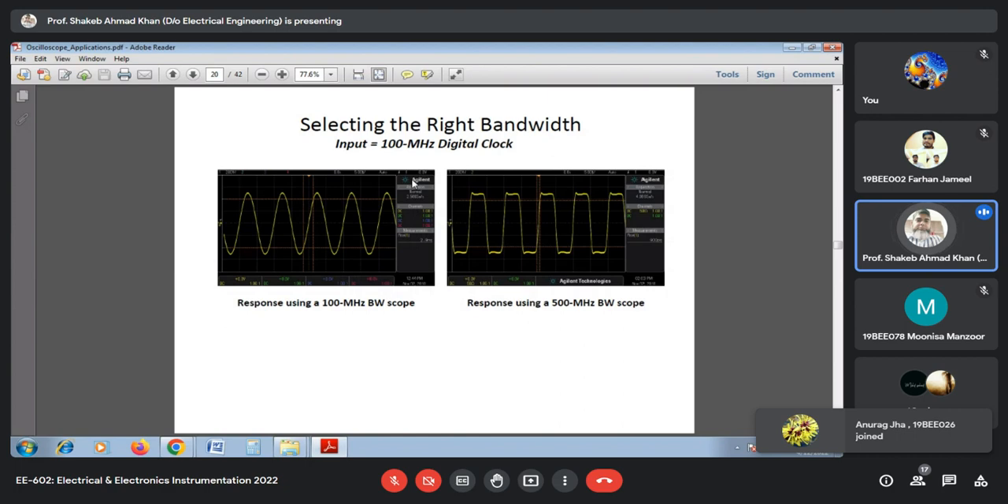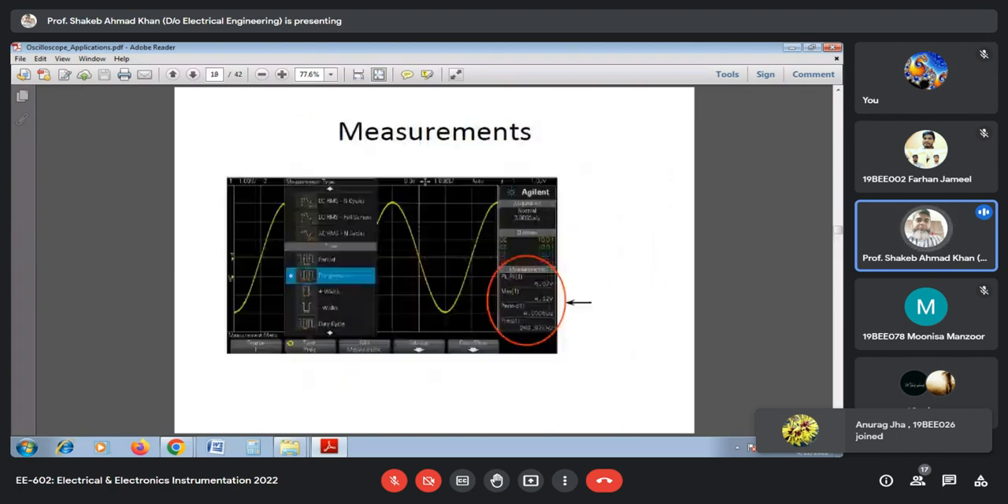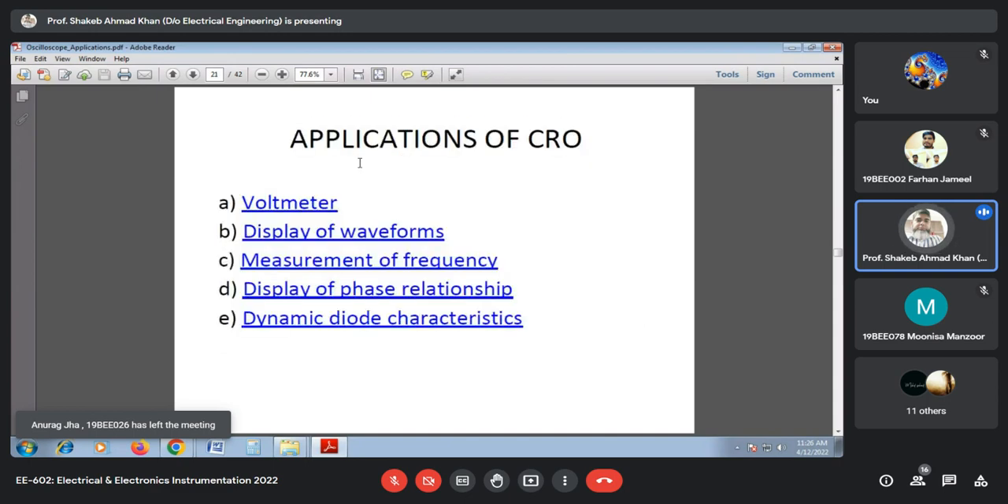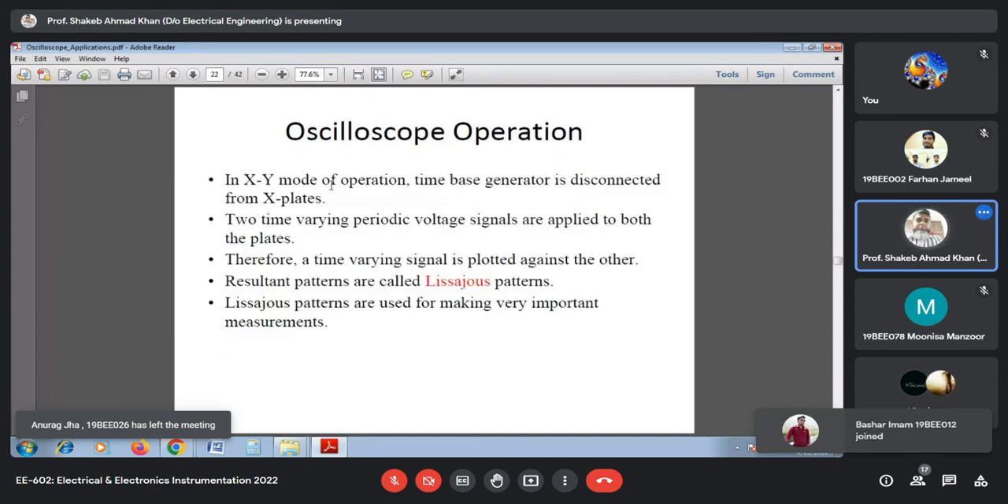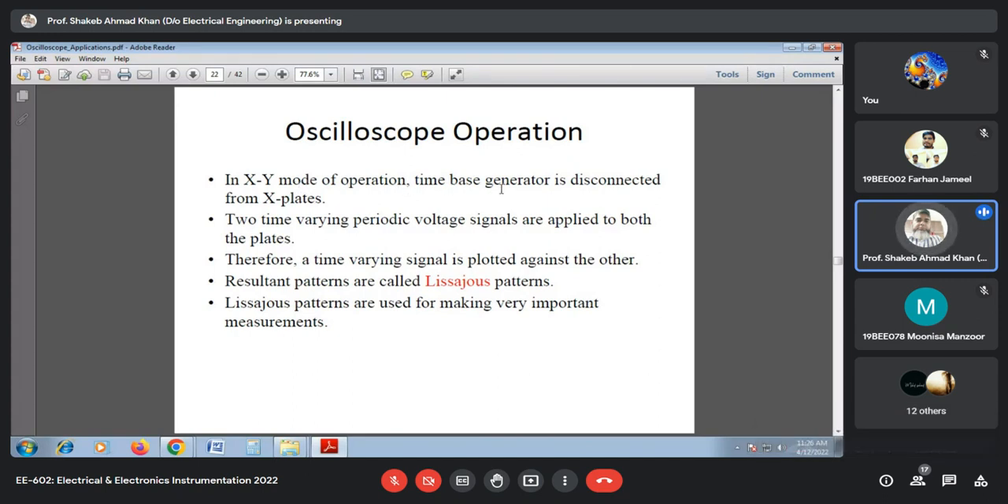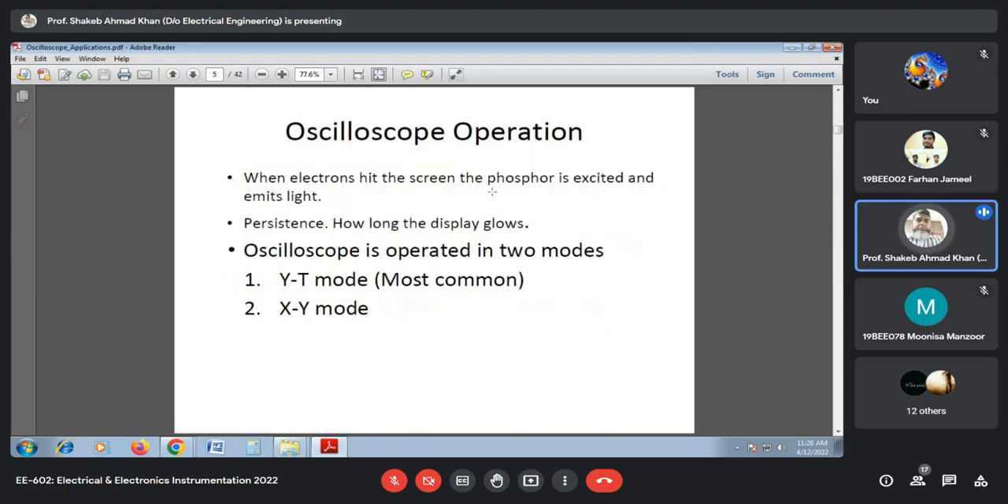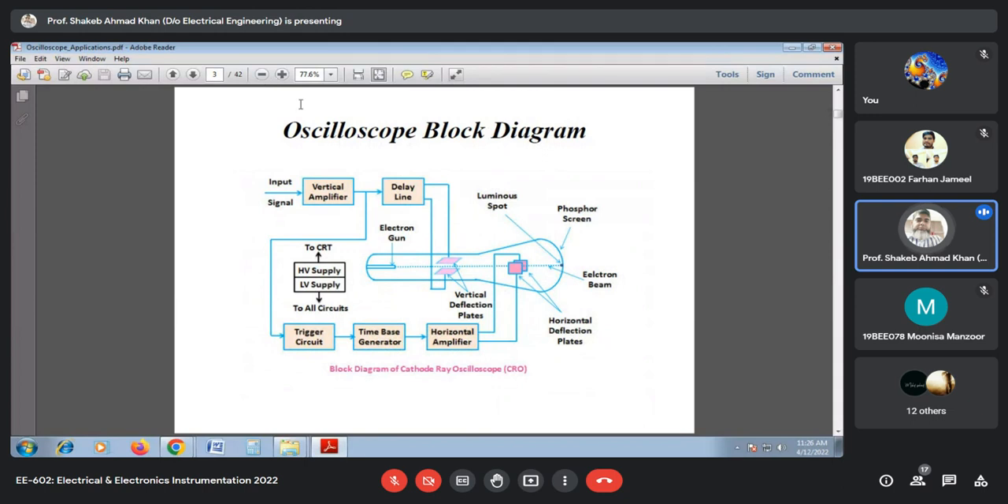Now I'll discuss waveform display, and through display we can measure many things, much information about the periodic time varying voltage waveform. Beyond that, it can be used for measurement in XY mode of operation. When we choose XY mode of operation, the time-base generator is disconnected automatically, as I told you earlier, because all these are part of the oscilloscope.